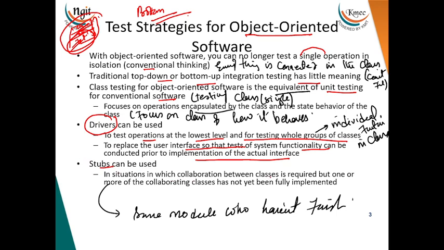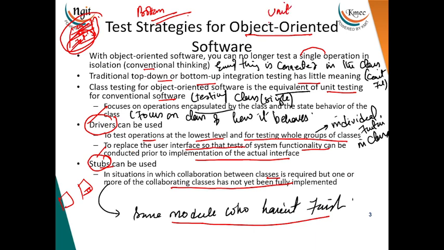Consider a situation of collaboration between classes. If classes are collaborating with each other and one or more collaborating classes are not yet fully implemented, so two classes are working together but some part has not been developed properly, you can use a simulation of that part. That is called a stub or replacement. For modules that haven't been finished, you can use stubs, and drivers are also used. But basically in this case we use unit testing.